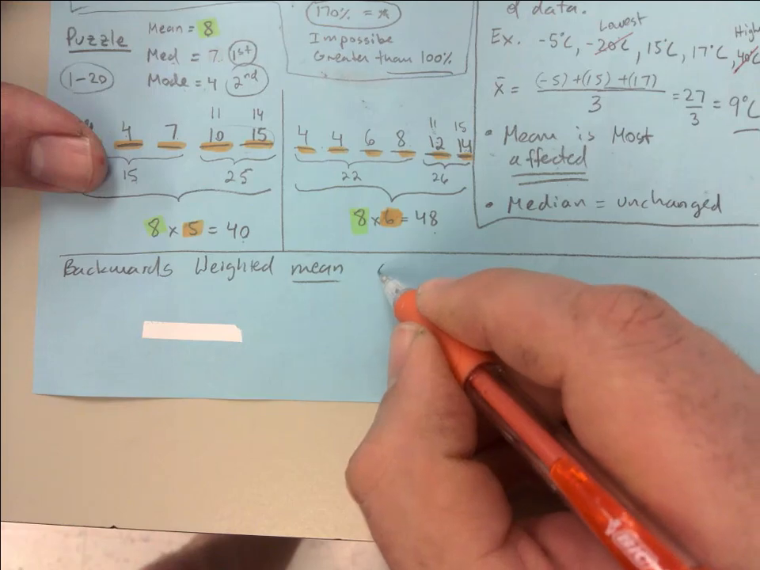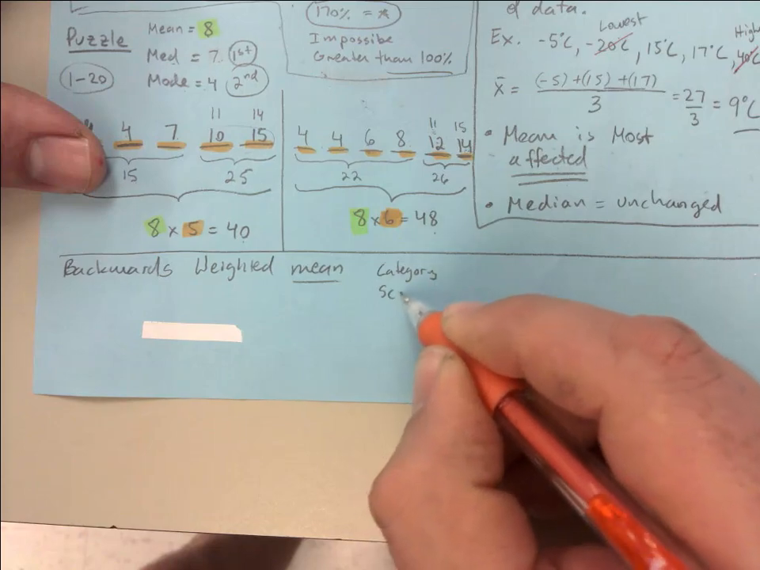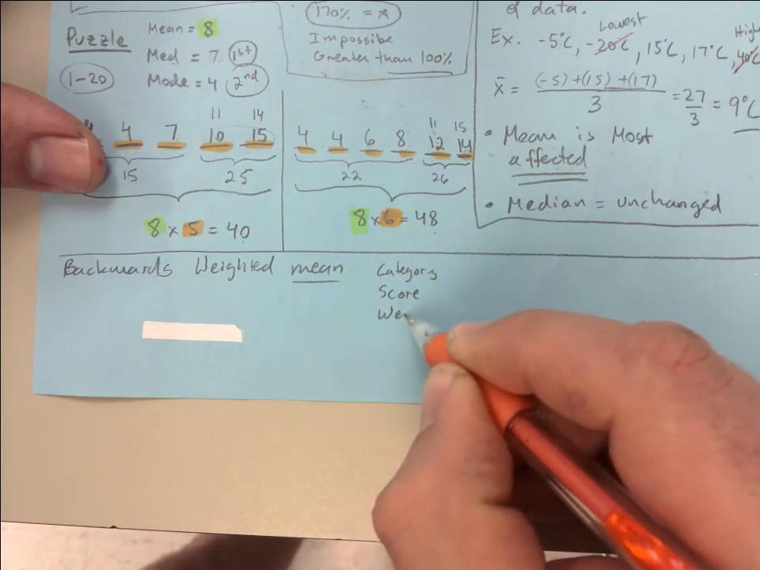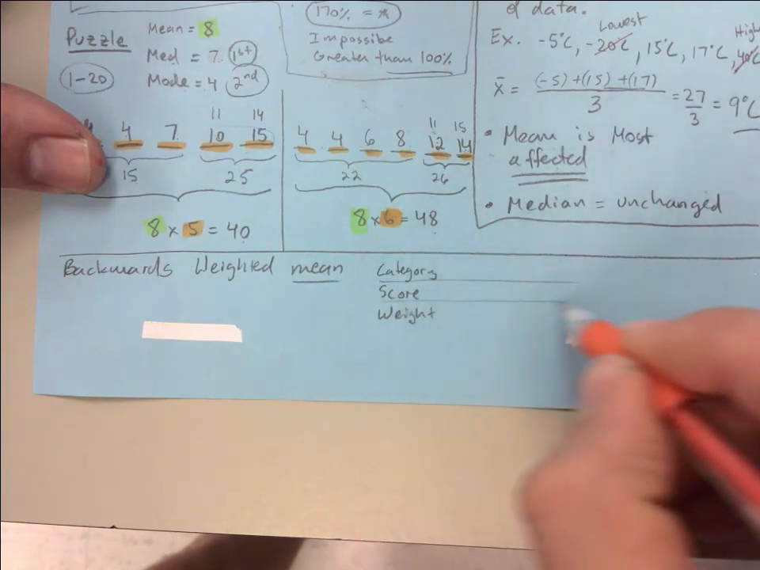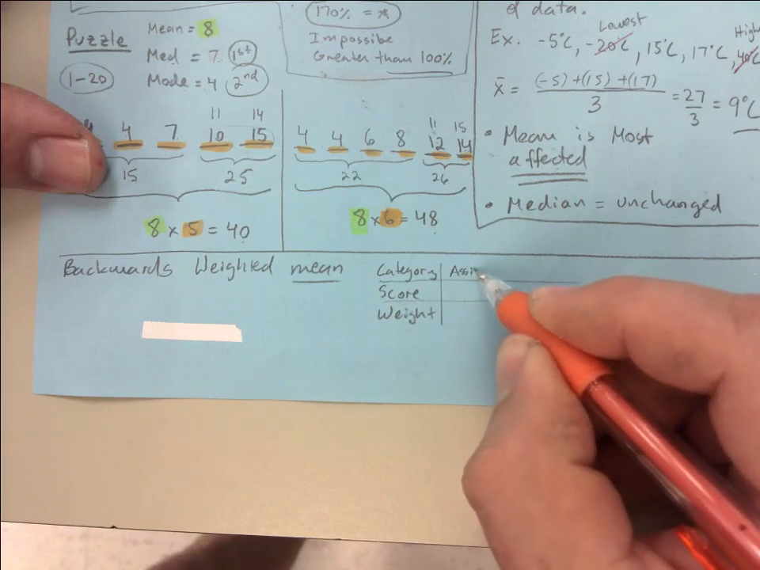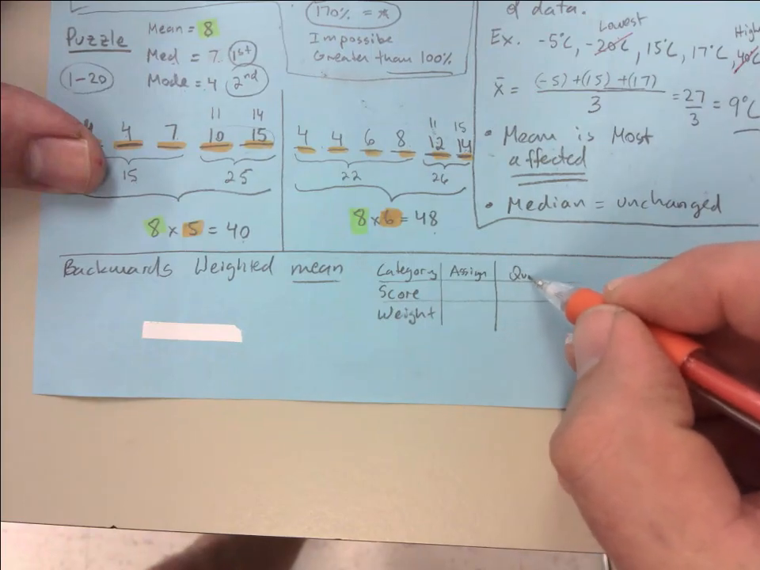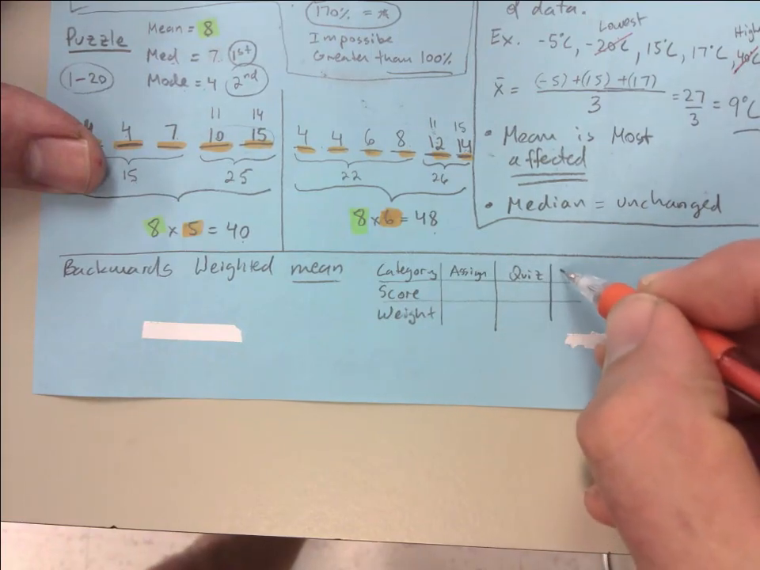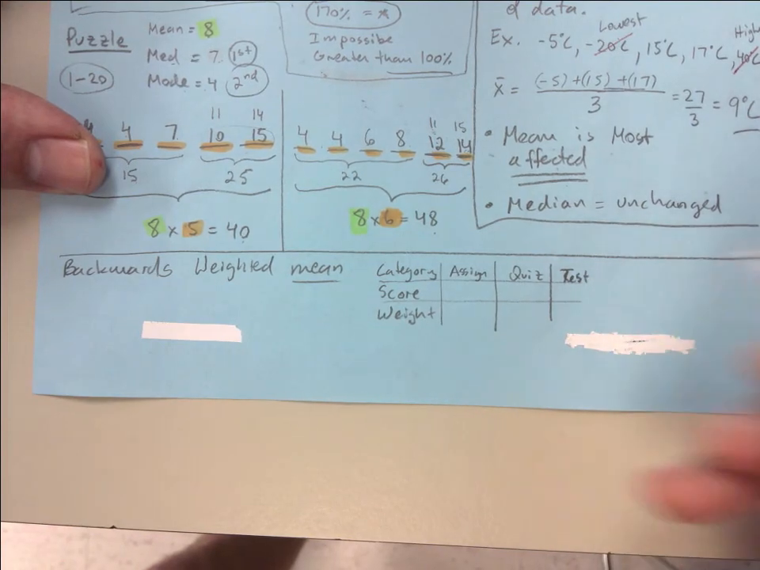Okay, I will give you a very, very short example here. Let's say you have category, score, and weight. Let's just keep this very simple. So let's go assignments, quiz, and test. You need me to zoom into this or what?